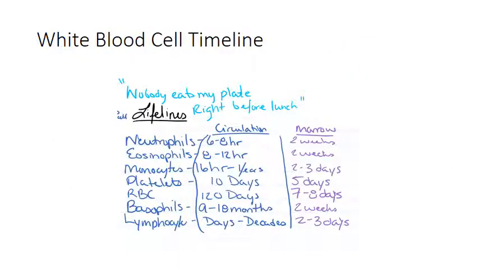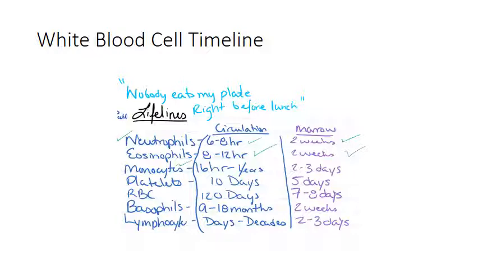Blood cell timeline. Well, here's a mnemonic for you. Nobody eats my plate right before lunch, okay? So starting off, we have our neutrophils. Neutrophils are in circulation for 6 to 8 hours after they've matured from a band neutrophil, and they take 2 weeks to mature in the marrow. Eosinophils last in circulation 8 to 12 hours, and they take the same amount of time, 2 weeks, to mature in the bone marrow. Monocytes, 16 hours to many years.